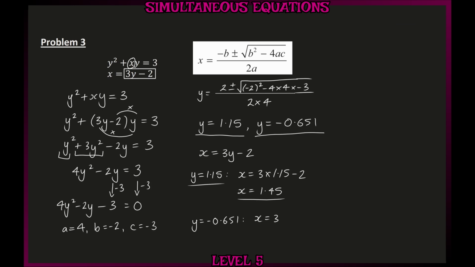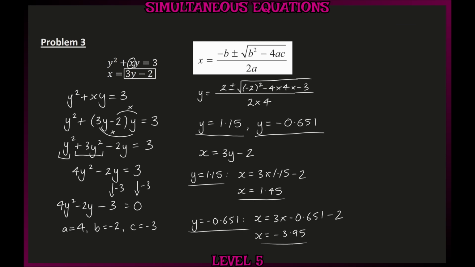If we now substitute y is equal to minus 0.651 into our linear equation, we get x is equal to 3 times minus 0.651 minus 2. And this gives us, to three significant figures, x is equal to minus 3.95. And so these two are also a pair.